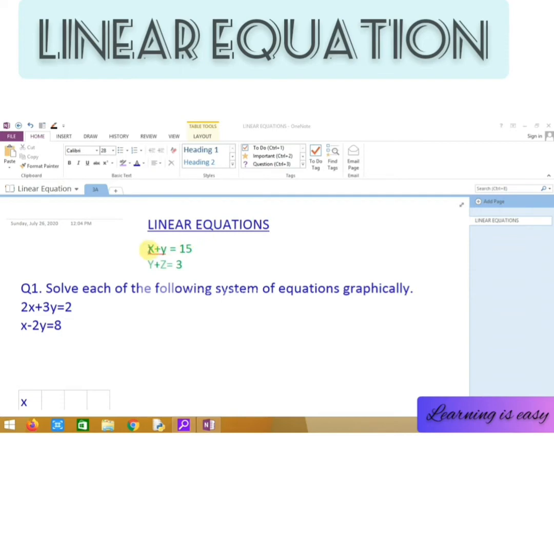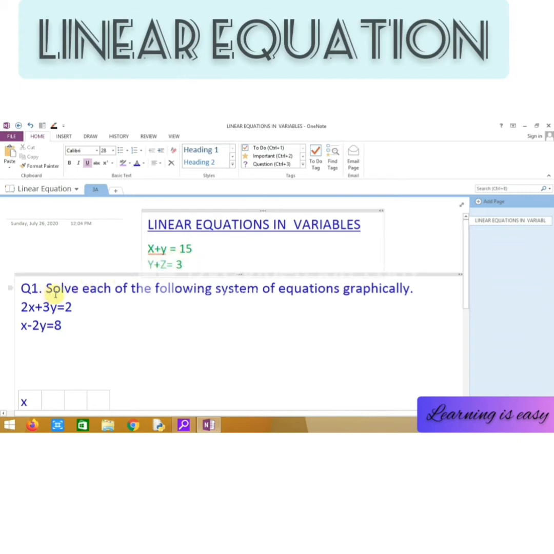So linear means the terms have only degree of 1, x to the power of 1, y to the power of 1. Here we're going to see linear equations in two variables. x, y are two variables, or y, z are two variables. So with this, we're going to solve exercise 3a. x plus y and y plus z equal to 3 are other examples of linear equations.